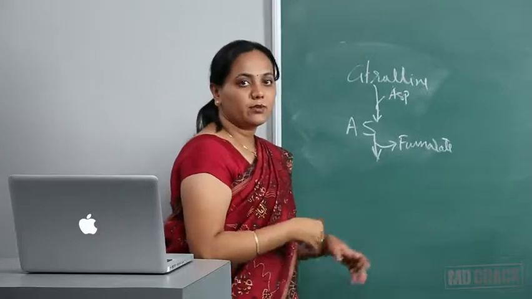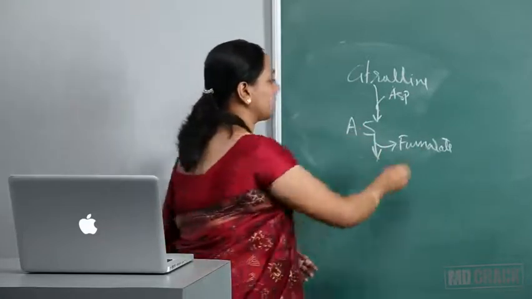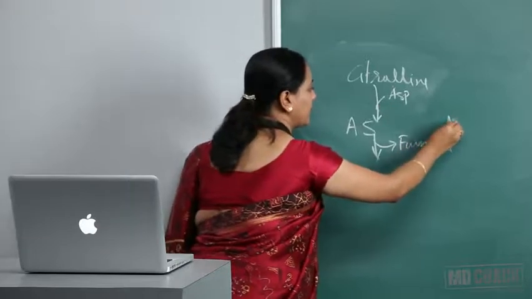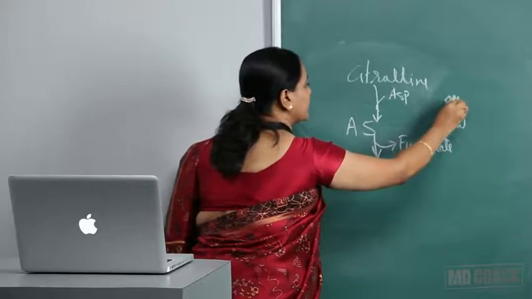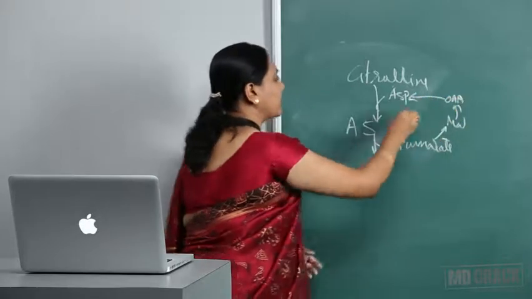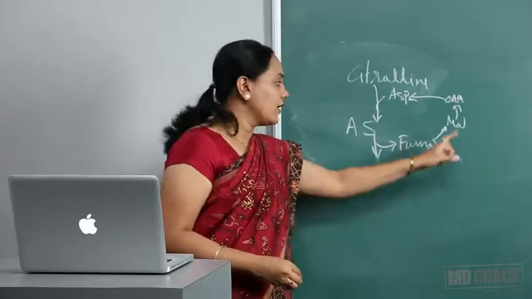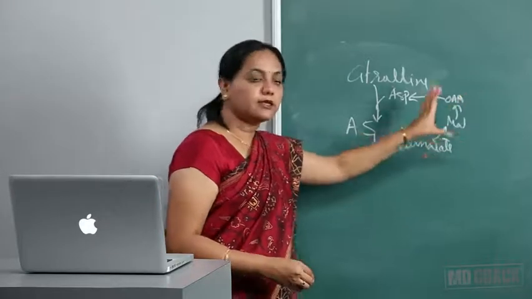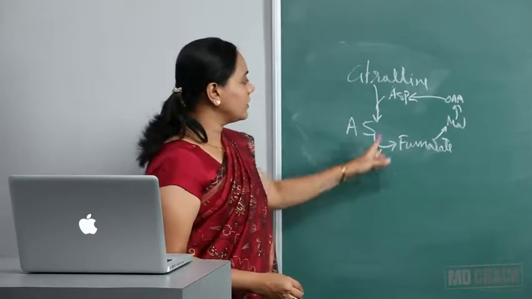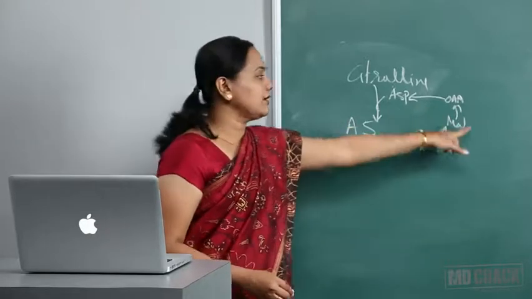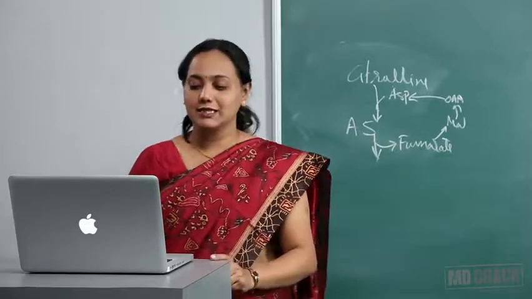Fumarate is converted to malate, malate is converted to oxaloacetate, and oxaloacetate is reconverted back to aspartate. So this link is made by fumarate. Fumarate, malate, oxaloacetate, these are involved, but the main link is fumarate, which links the urea cycle with the TCA cycle. That is why it is also called the urea cycle, TCA cycle bicycle.